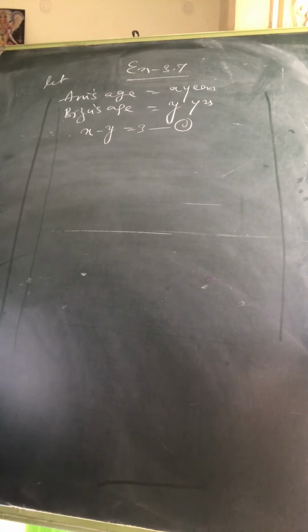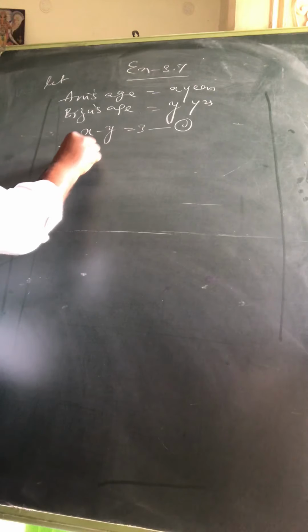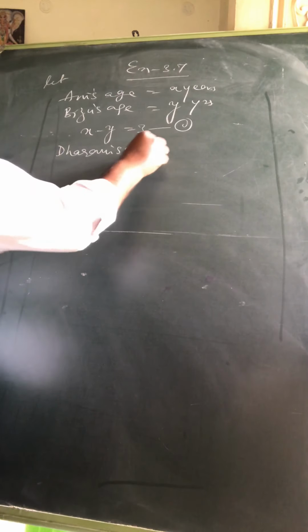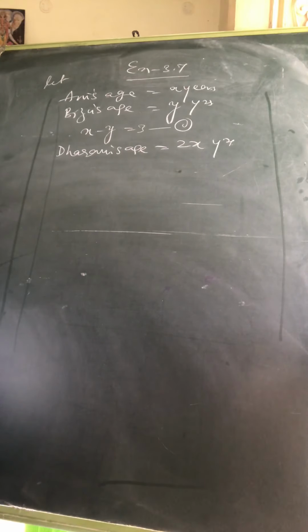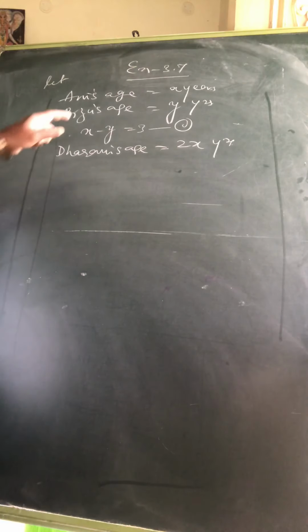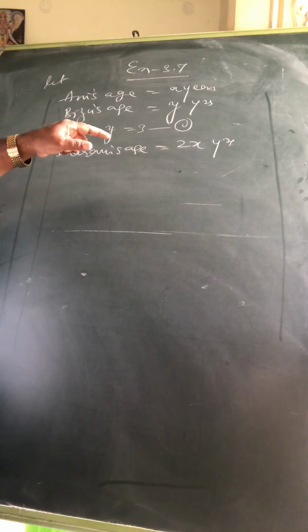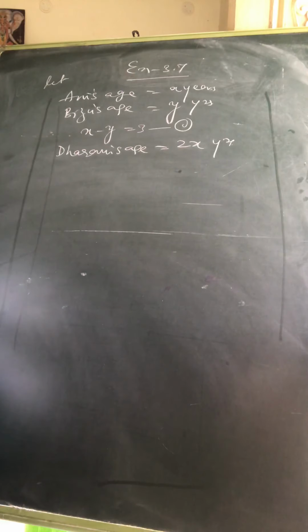And the next, what he said, Annie's father, Dharam, is twice as old as Annie. Dharam's age is equal to 2x years. Why? He said he is twice the age of Annie. And Baiju is twice the age of his sister Kathy. So he is the double, means sister is half of his age.